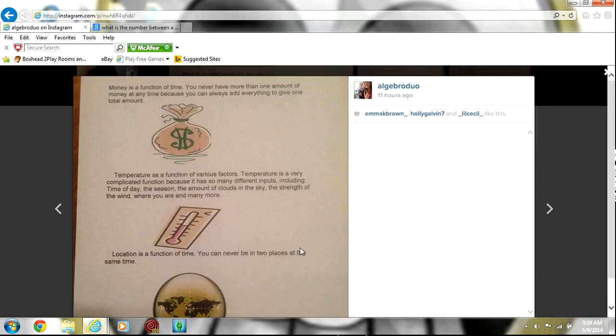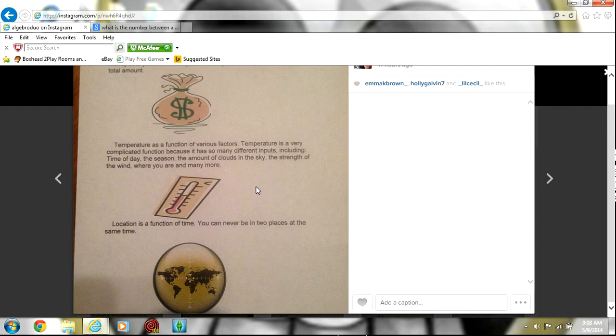Money is a function of time. You can never have more than one amount of money at the same time because you can always add everything to give one total amount. So yes, we do have a big bag of money because that's the total amount. Temperature is a function of various factors. Temperature is a very complicated function because it has so many different inputs, including time of day, the season, the amount of clouds in the sky, the strength of the wind, where you are, and many more. Location is also a function of time. You can never be in two places at the same time.